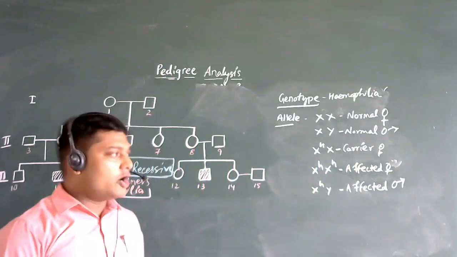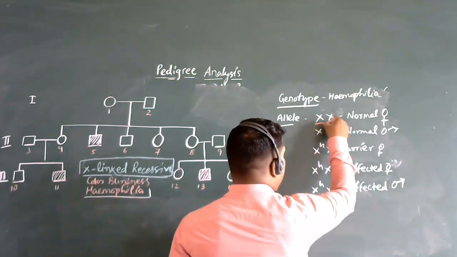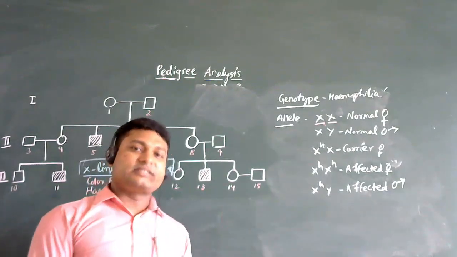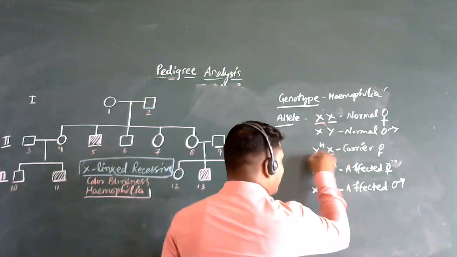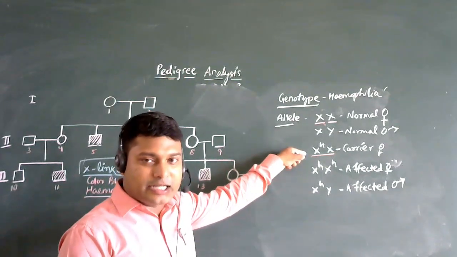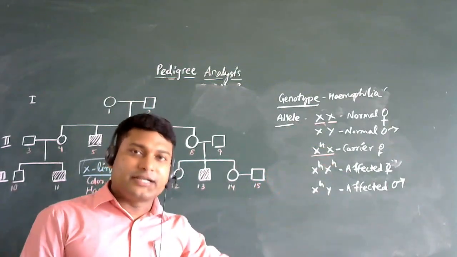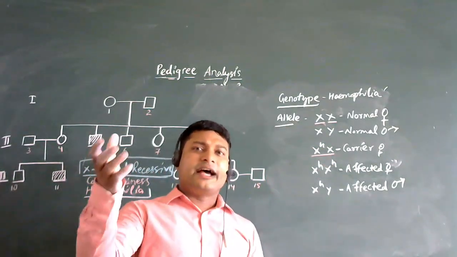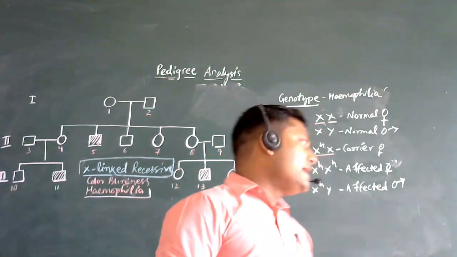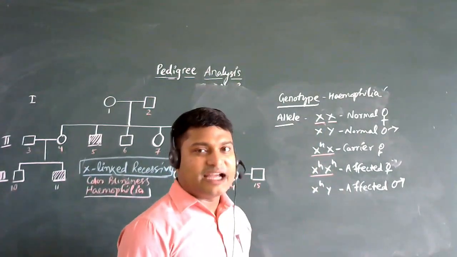As you can see here, the female has two X chromosomes. If one is affected, because it is expressed in a recessive manner, then although there is one affected allele, we have another one which is normal. In an X-linked recessive condition, the recessive trait has to be in a homozygous recessive condition. That means only if we have XHXH, it is going to be affected.